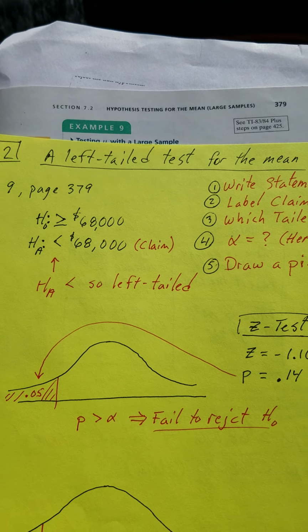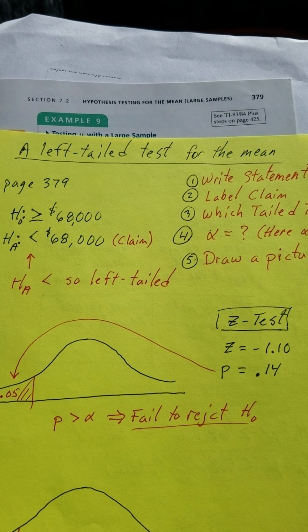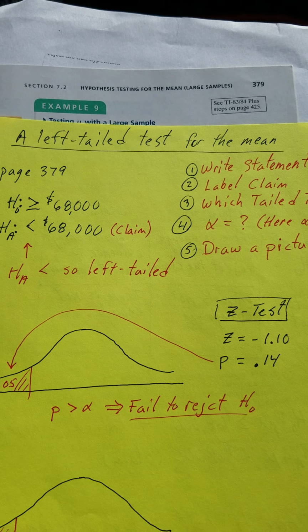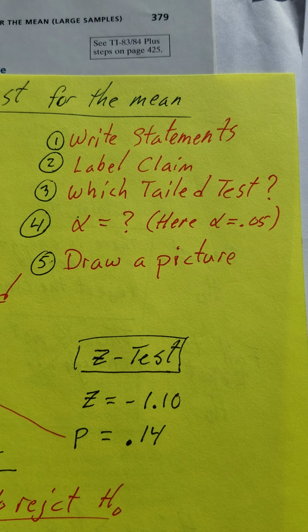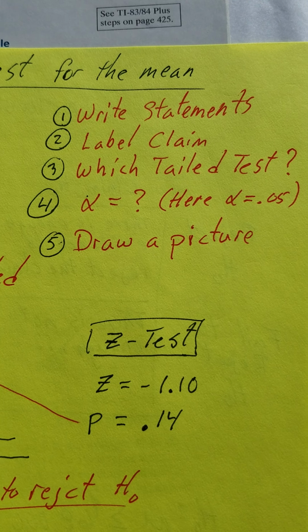Okay, 7.2, left-tailed test for the mean. So now we're going to see how P and Z come into play with running one of these tests. Now here's the order that I'll do things in.